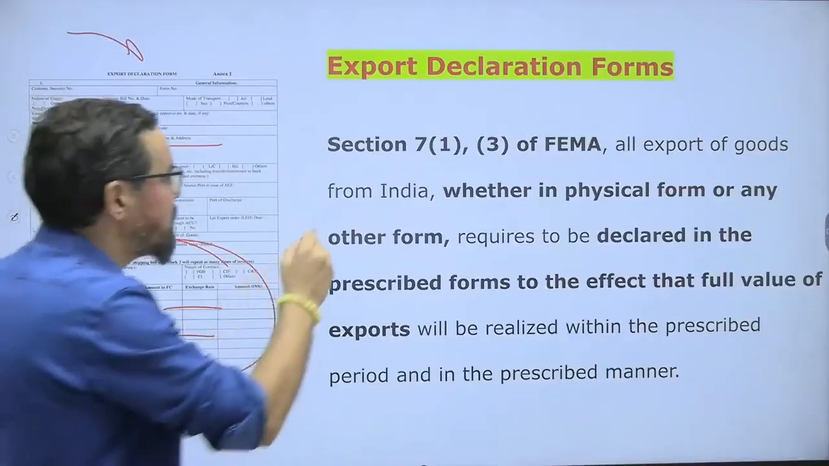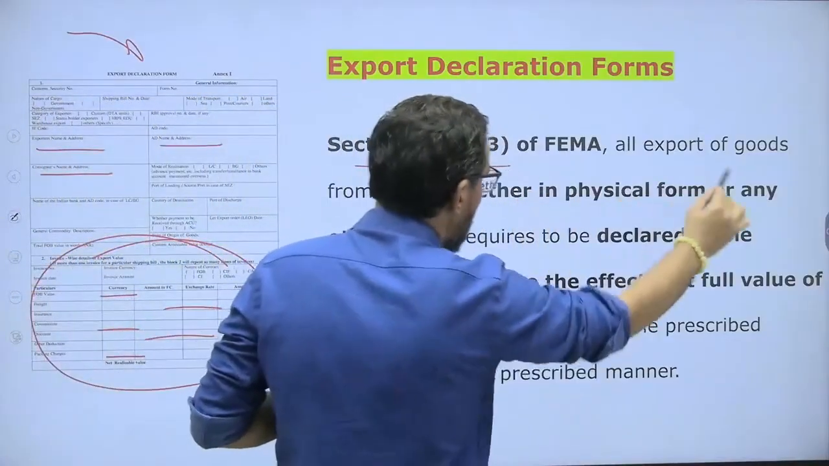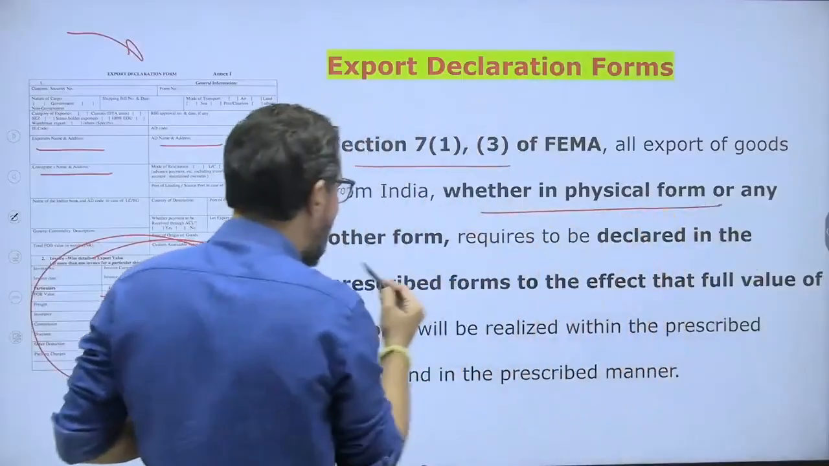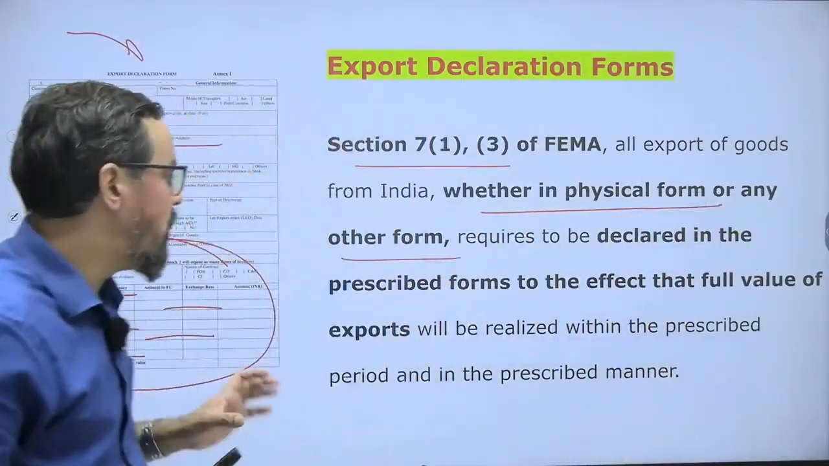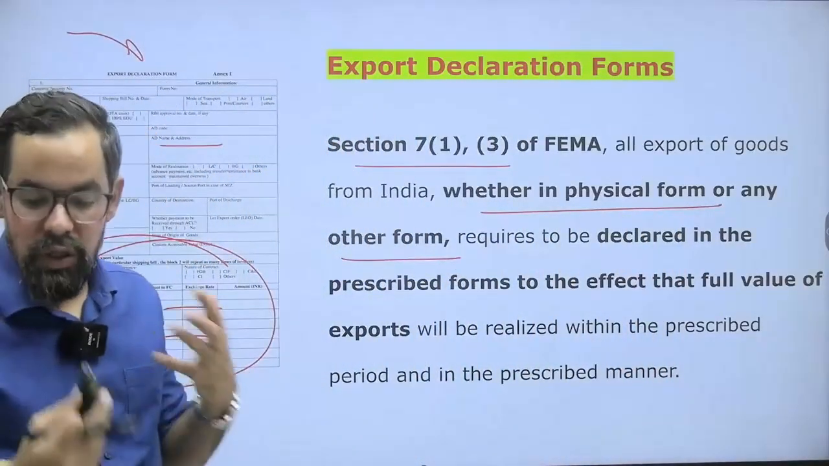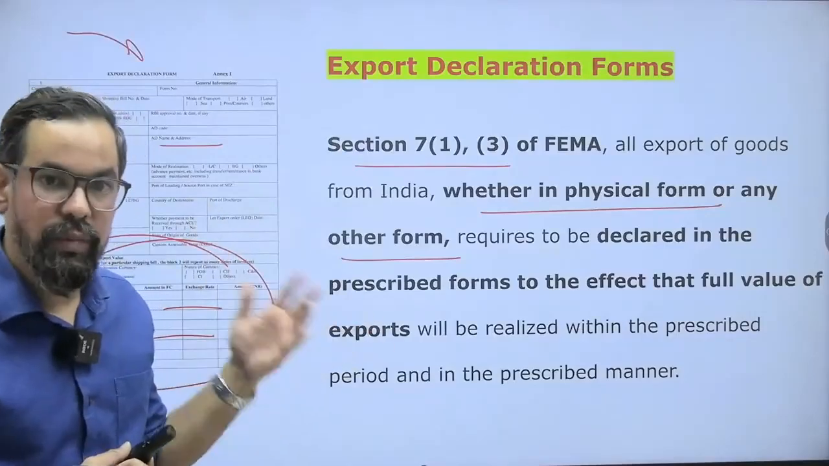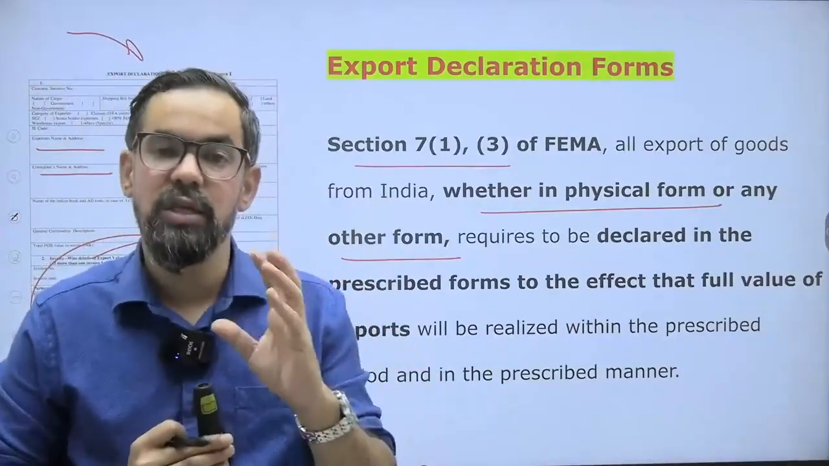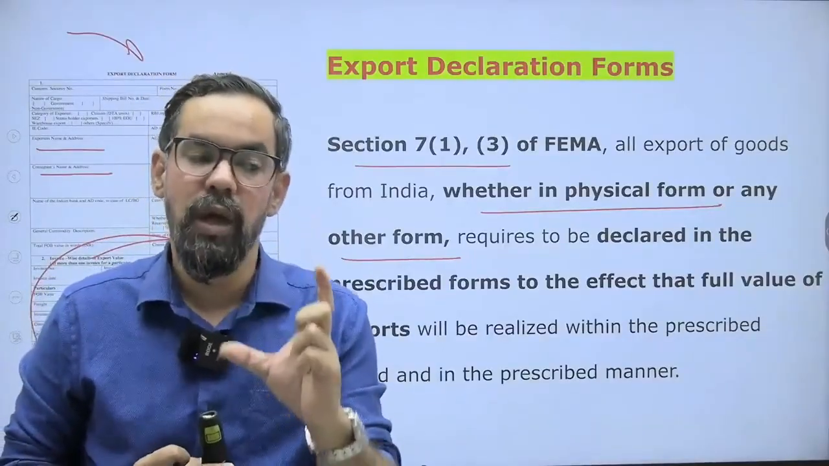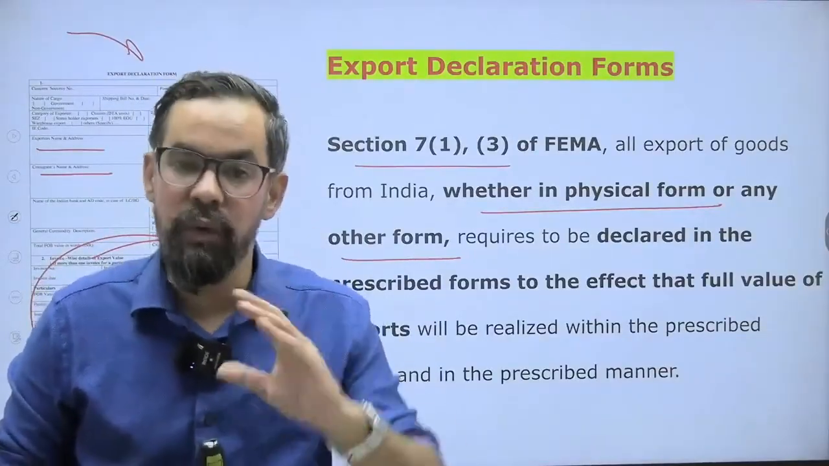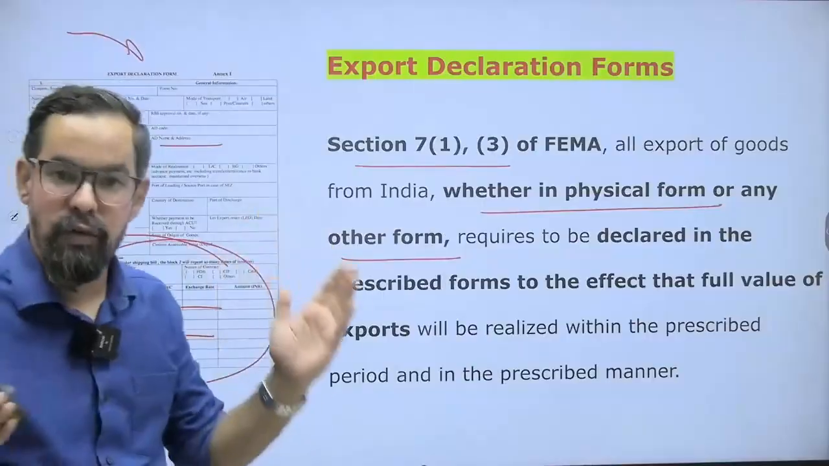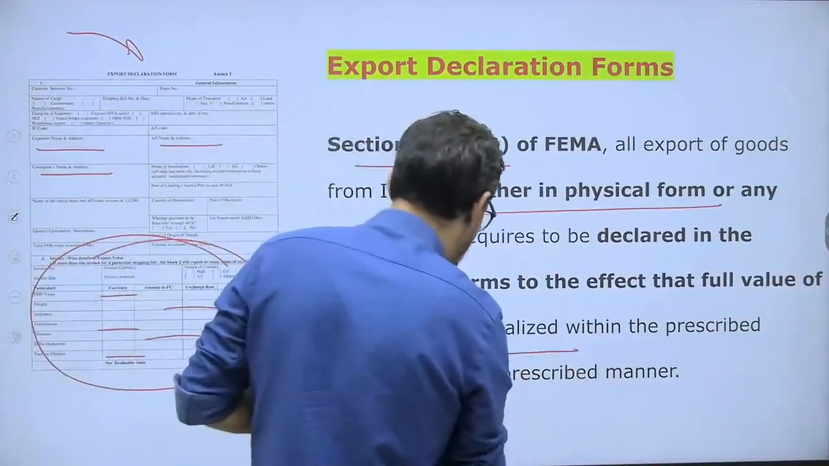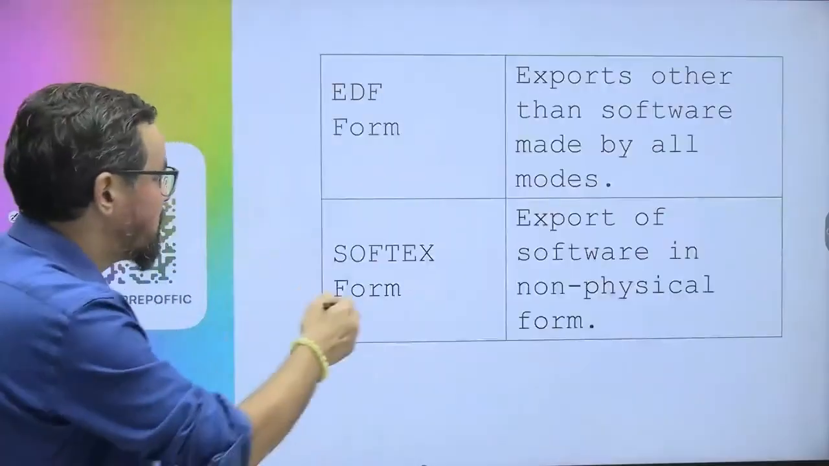So under section 7, subsection 1, subsection 3 of FEMA, all export of goods from India, whether in physical or any other form, okay. For physical goods we have the export declaration form, EDF, form EDF. For software we have Softex, okay. In case of software we use one form that is known as Softex, software export, okay. Apart from software we use EDF. So the declared value will be realized in this area, basically this is mentioned here.